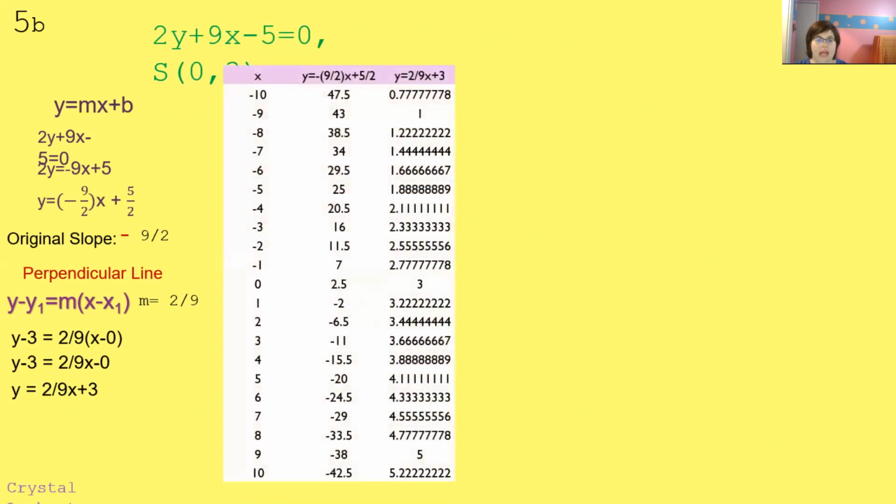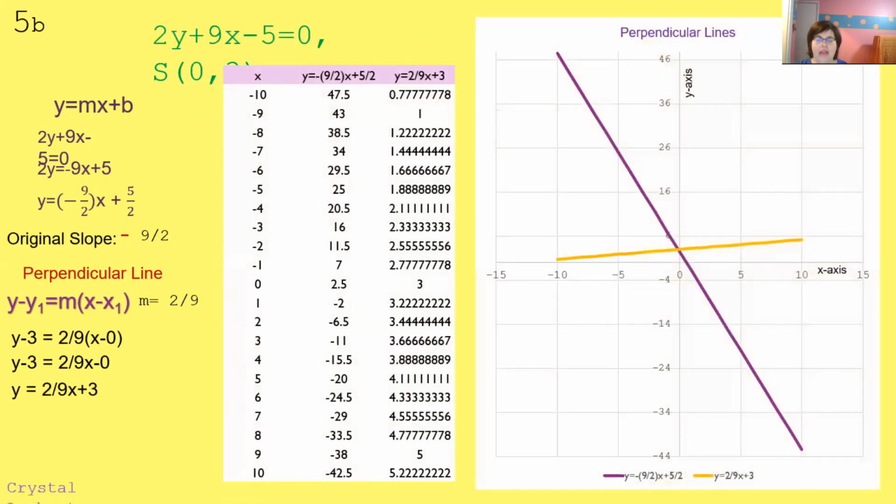So we're going to put that on a table. And then we graph that. And there are our perpendicular lines.